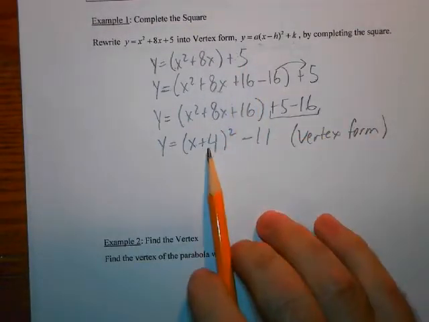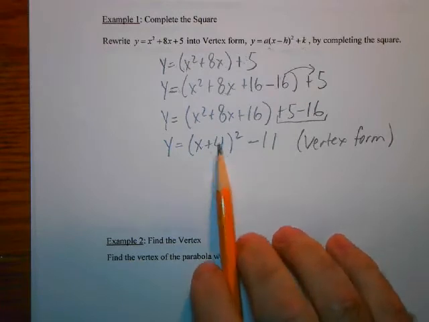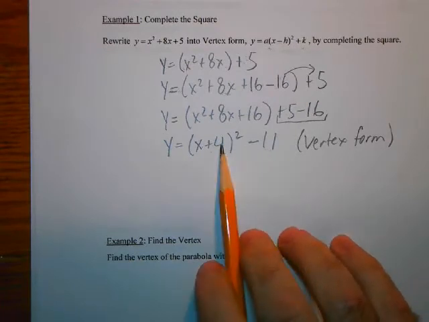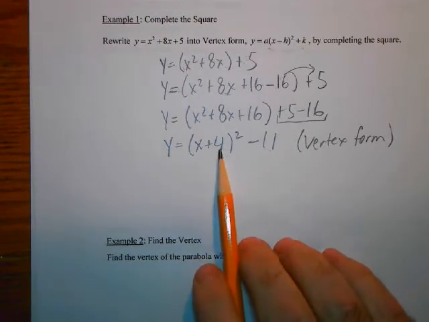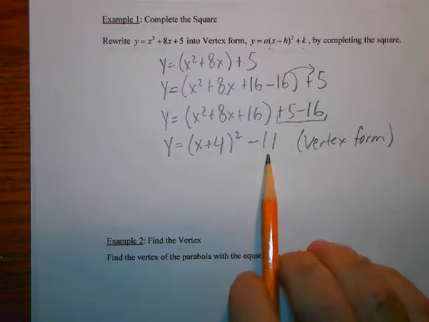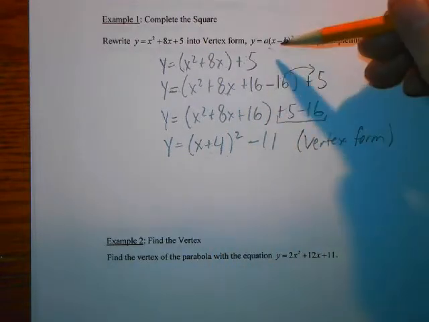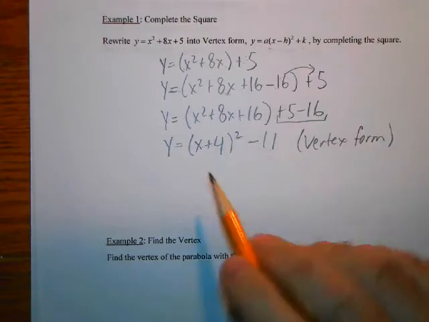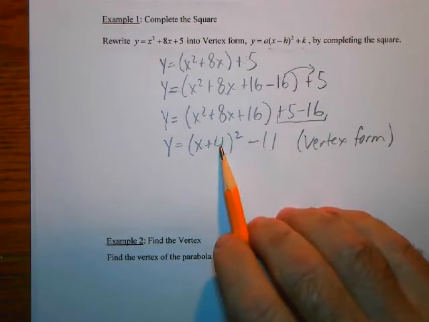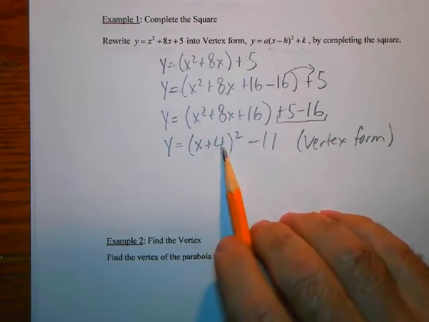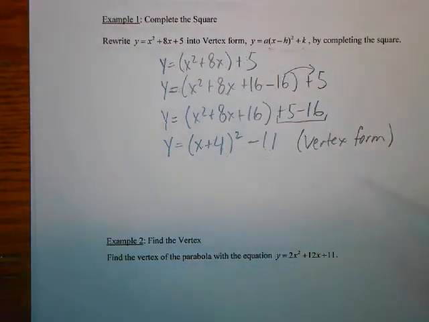If they asked us to find the vertex, we would take it from the h and k parameters. So if they did ask, we'd say the vertex is -4, -11, because remember it's x minus h. So what would h have to be for it to be x plus 4? h would have to be -4. Okay, but they didn't ask us, so we'll just leave it like that.